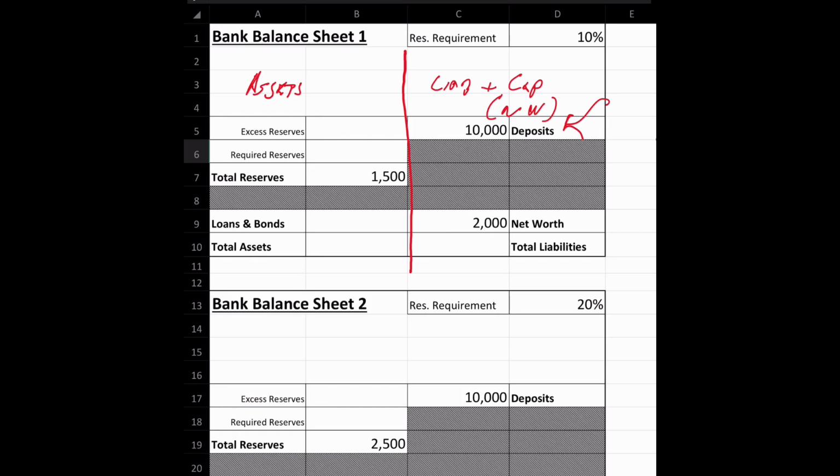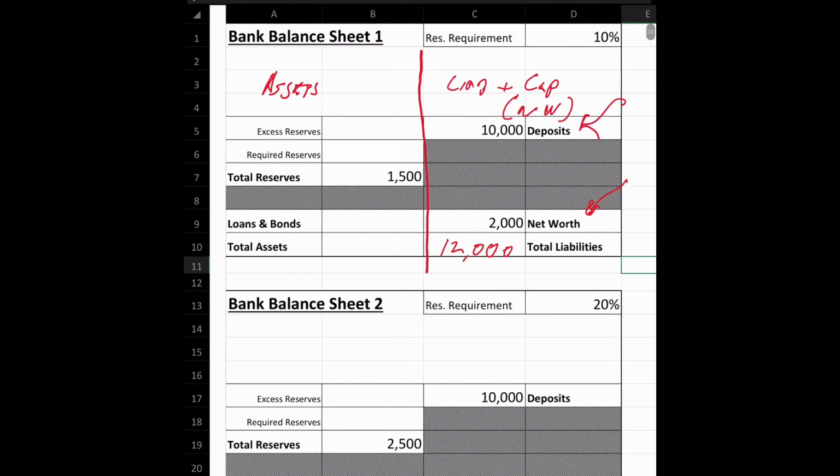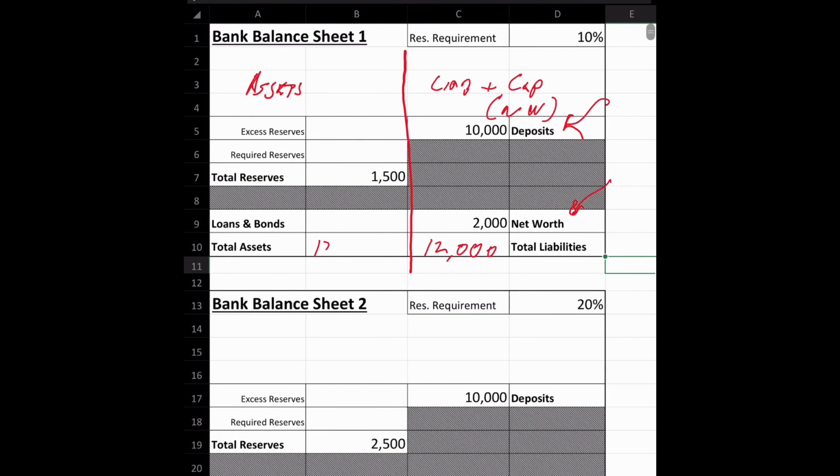Now, net worth, this is what the bankers themselves put together to start the bank. And the reason it's on the liability side is because the corporation, the bank, owes that to the owners. So if we add this all up together, we get $12,000. Now, total liabilities have to equal total assets. So total assets are going to equal $12,000. And we're going to play crooked accountant here. We're going to force balances.